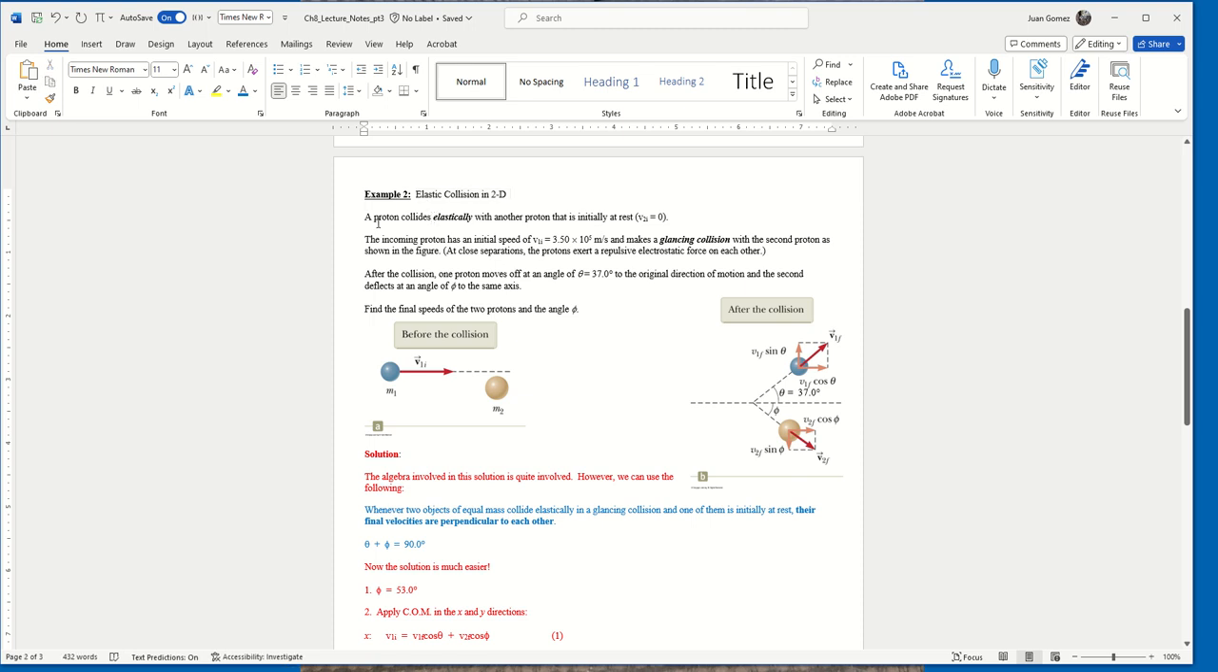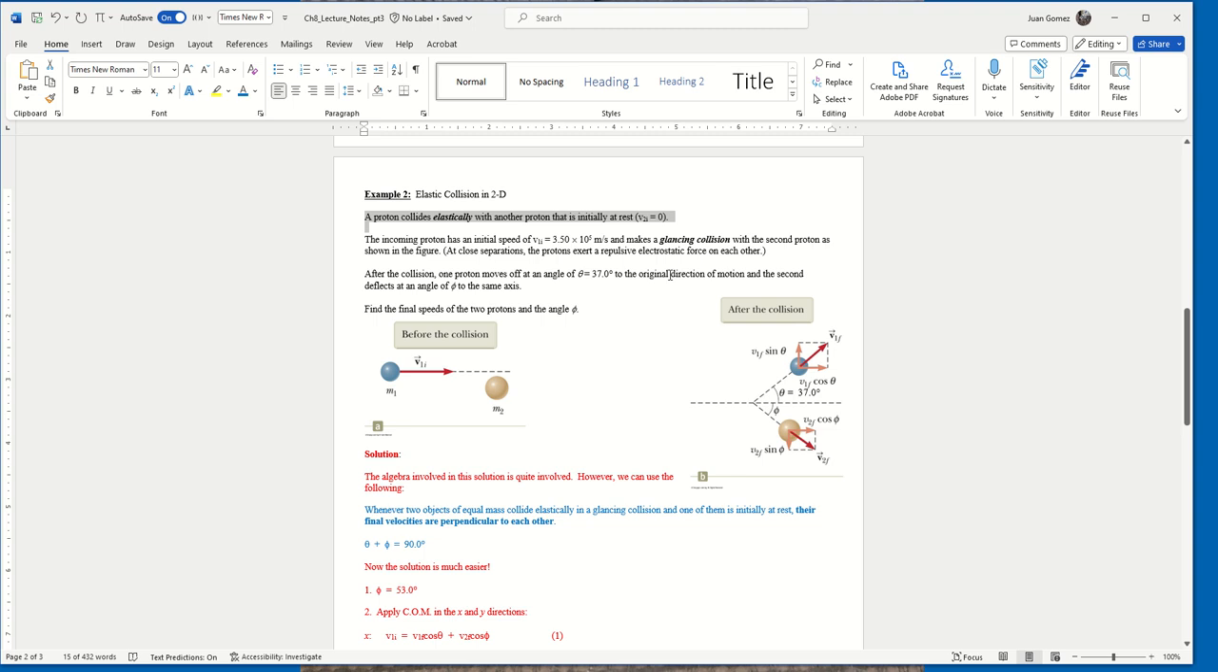Now let's look at example 2, an elastic collision in 2 dimensions. A proton undergoes an elastic collision with another proton that is initially at rest, so obviously their masses are the same. The incoming proton has a speed of v1 initial in the x direction, and it makes a glancing collision with the second proton, which is initially at rest.